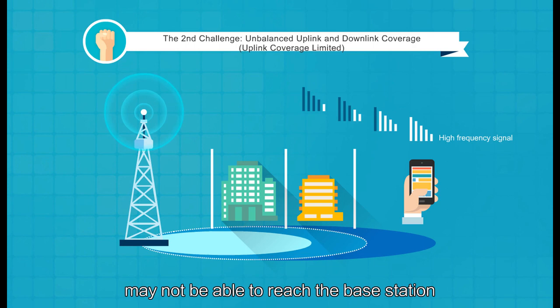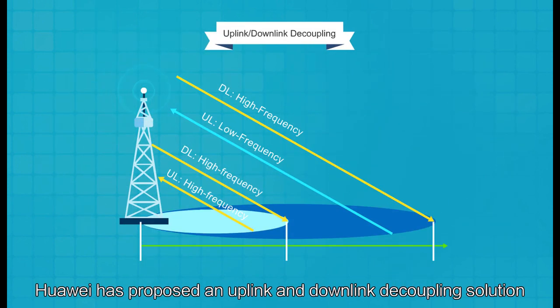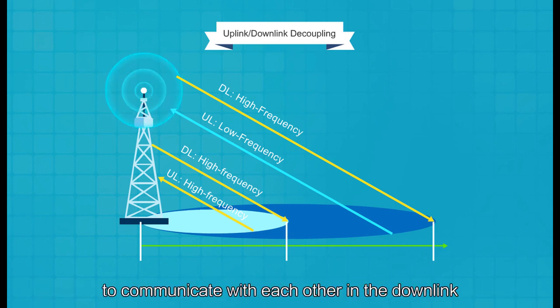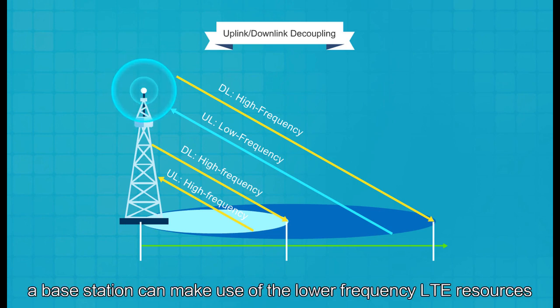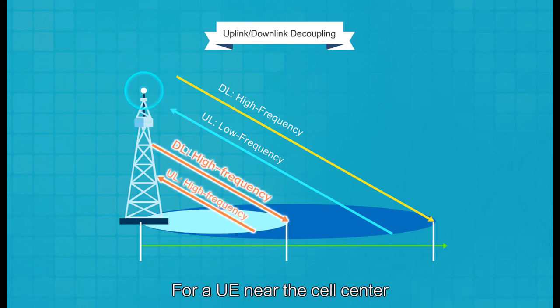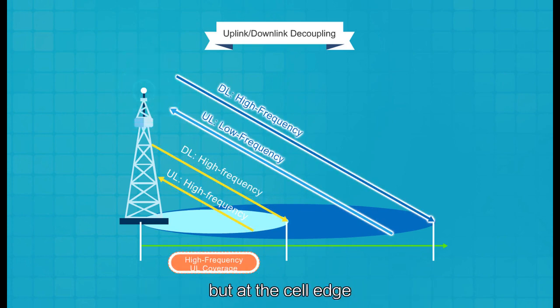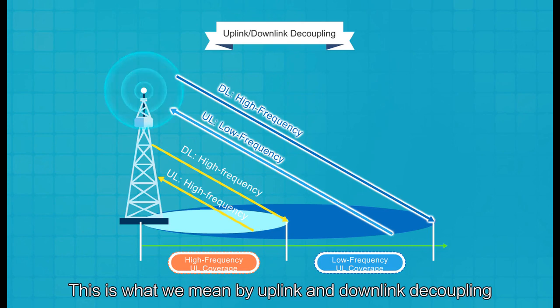To address these challenges, Huawei has proposed an uplink and downlink decoupling solution. With NR, gNodeBs use high-frequency bands to communicate with each other in the downlink. But for uplink transmissions from the UEs, a base station can make use of the lower-frequency LTE resources. For a UE near the cell center, high-frequency band is still used in the uplink, but at the cell edge, lower-frequency band can be used, which improves uplink coverage. This is what we mean by uplink and downlink decoupling.